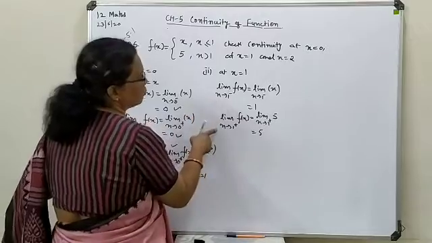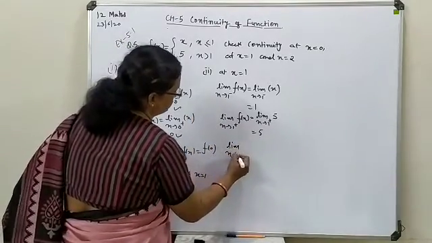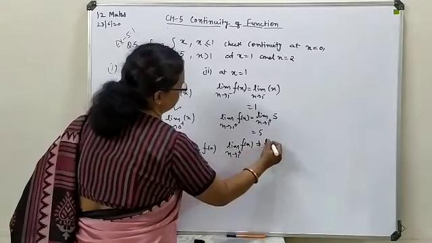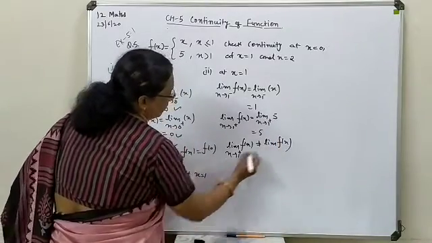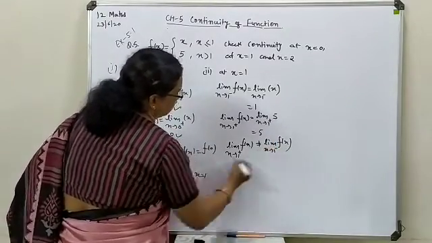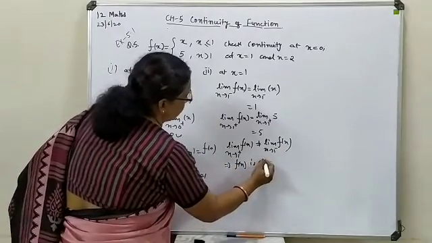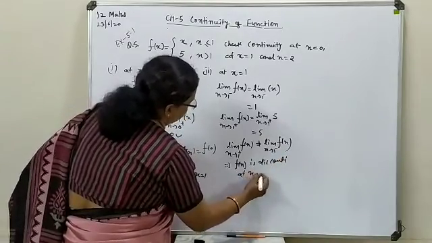Here you can see these two are not coming the same. That means your function is discontinuous at x is equal to 1.